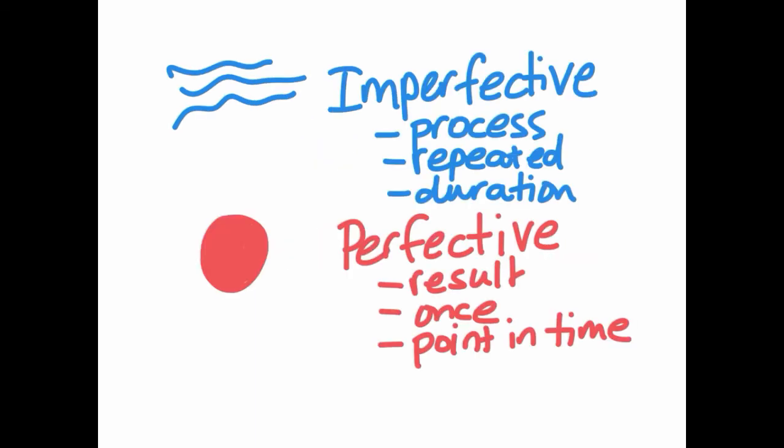If we look at the concept of verbal aspect boiled down, imperfective verbs focus on process. Also, sometimes there's something that's repeated, or maybe we're focusing on how long something takes, the duration. Whereas the perfective aspect of verbs focuses on a result, or something that happens one time, or something that happens at a point in time. The concept of aspect is not something that we expect you to master 100% right away. But if you can start to get these basic outlines in your head, it will help you as you learn the new verbs that you have to deal with.